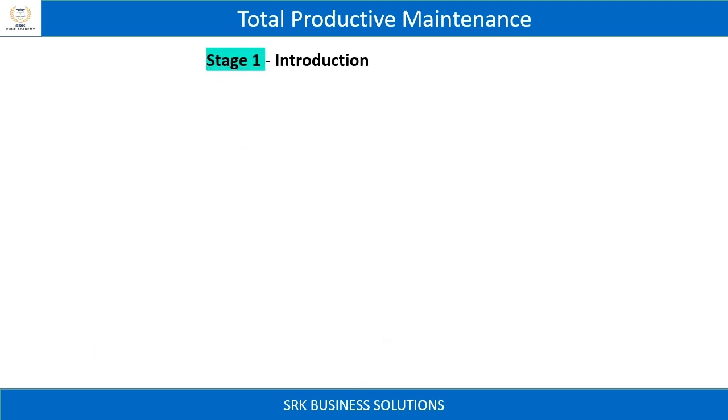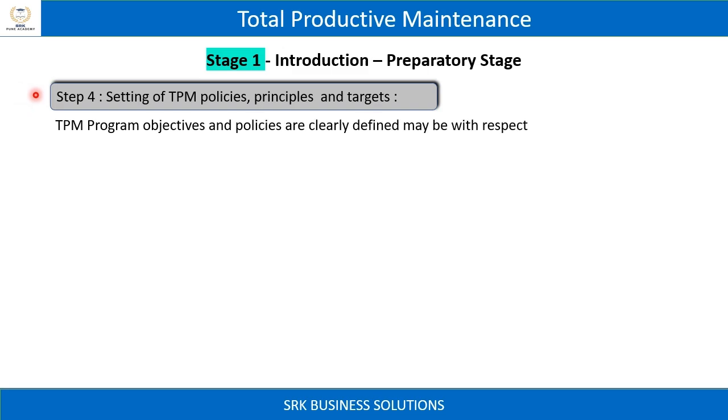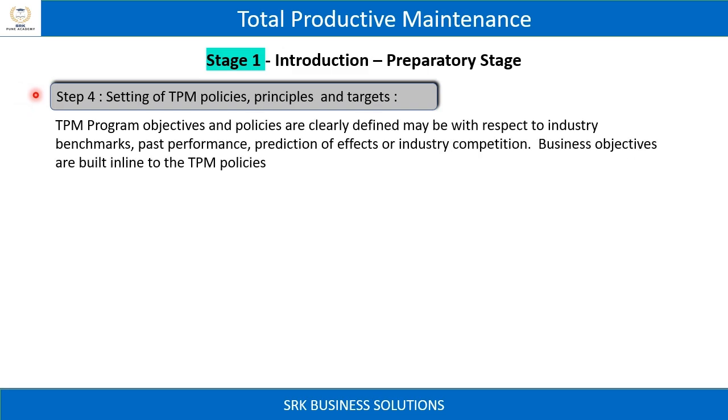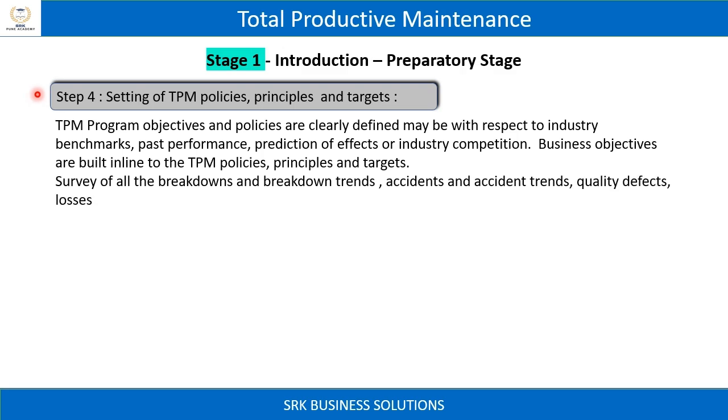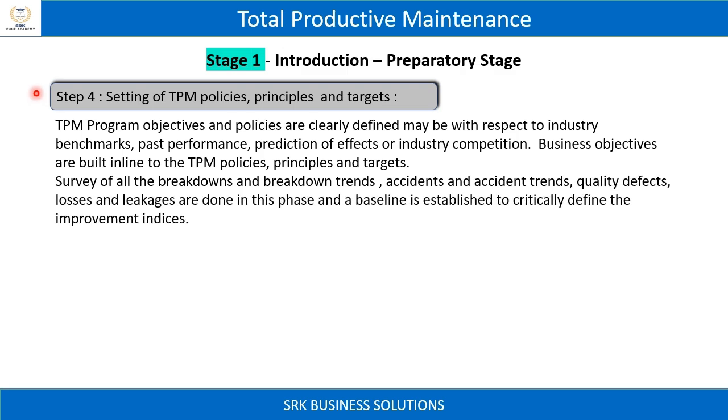Now, step 4. Setting of TPM policies, principles and targets. TPM program objectives and policies are clearly defined, maybe with respect to industry benchmarks, past performance, prediction of effects, or industry competition. Business objectives are built in line to the TPM policies, principles, and targets. Survey of all the breakdowns, accidents, quality defects, losses, and leakages are done in this phase and a baseline is established to critically define the improvement indices.